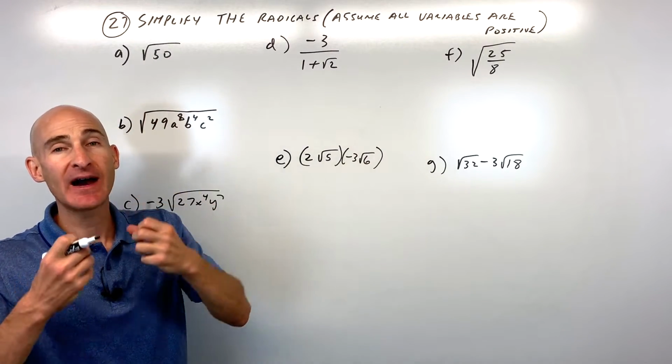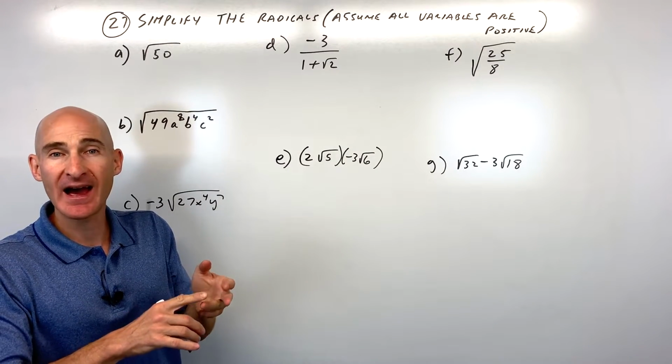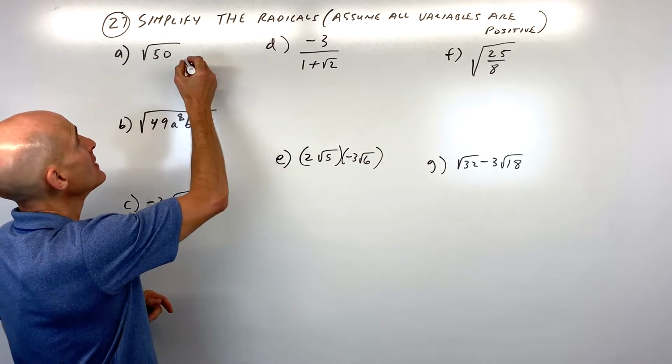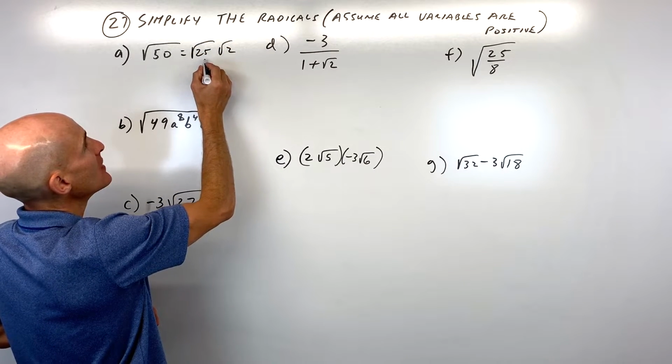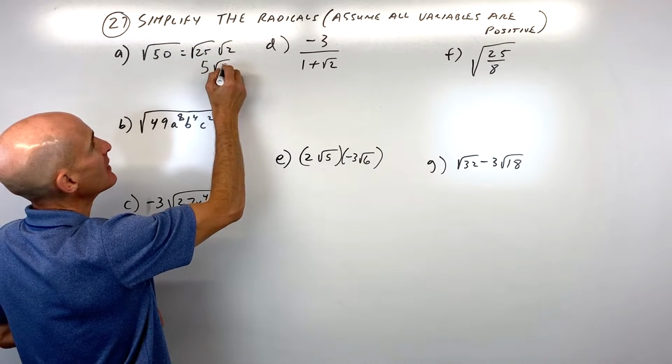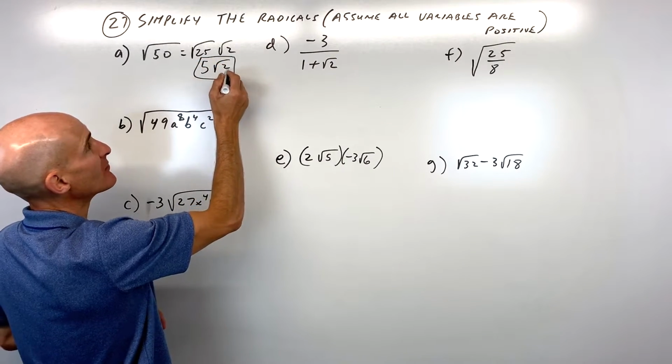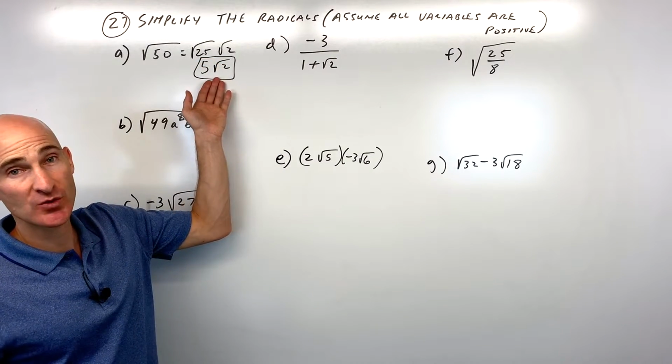One way is to try to divide out perfect squares like 4, 9, 16, 25, etc. So here we can see that 50 is really like 25 times 2. The square root of 25 is 5, and we're left with square root of 2. We can't divide a perfect square out of 2, so that's as far as we can go.